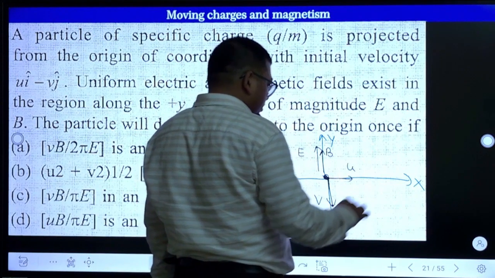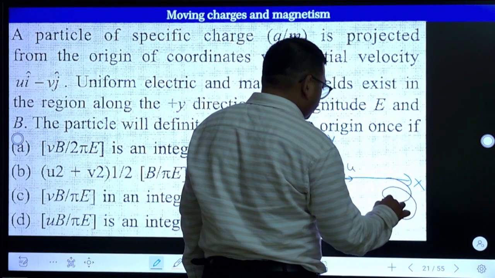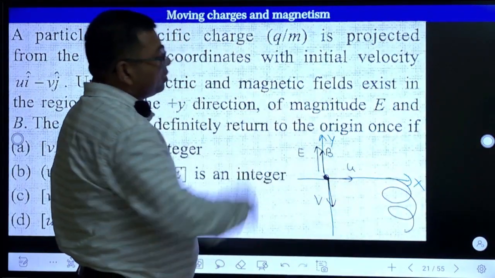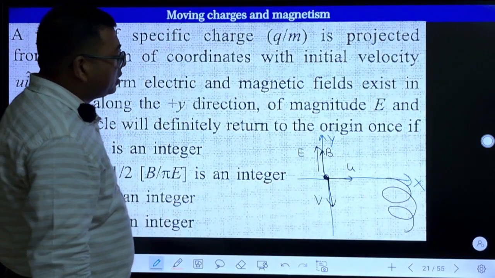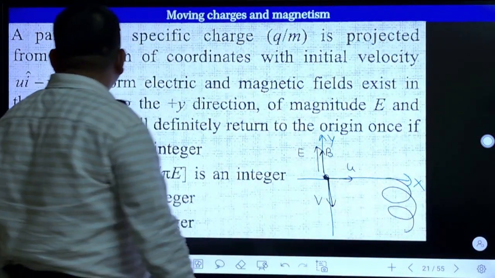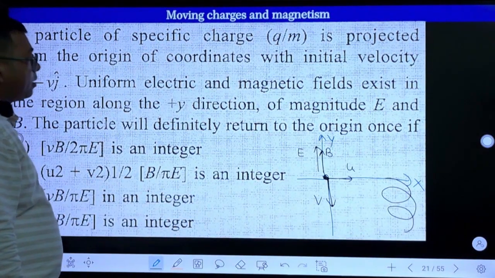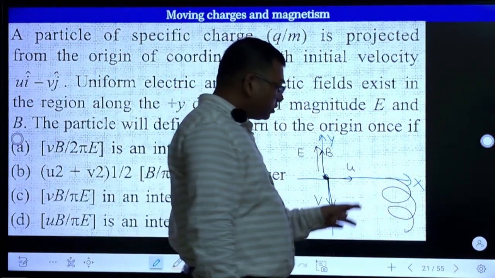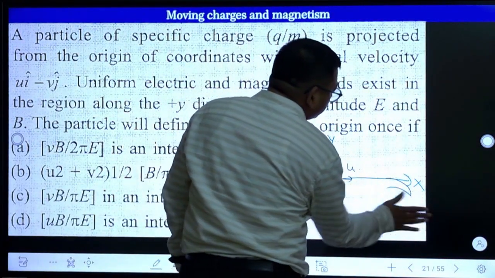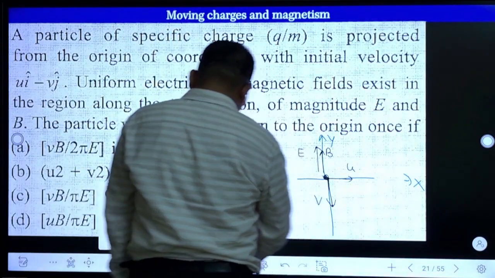Radius, what about the radius? The radius will not decrease, but the pitch may decrease. So somewhere it will stop in this direction, and then it will go in the reverse direction, because it is under retardation in this direction. So what is the question here? The path will definitely return to the origin once if, as I told, retardation, and it is starting from here.